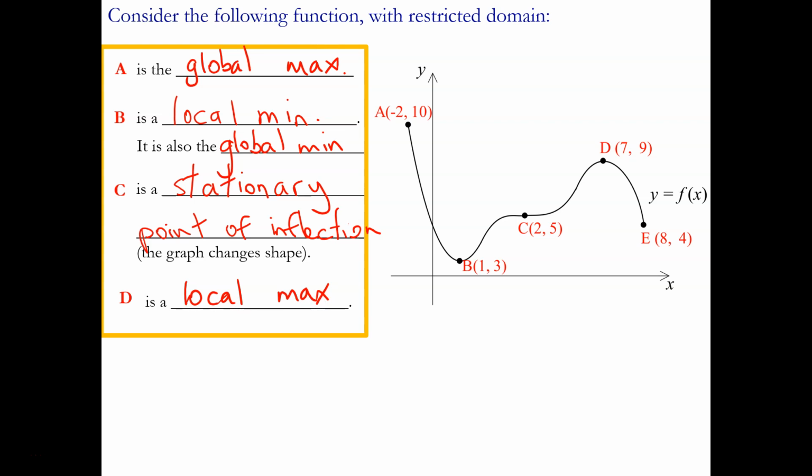So what do we call points A and E? There's something special about them. Well, we call them endpoints. So also write down A and E are endpoints. Endpoints.